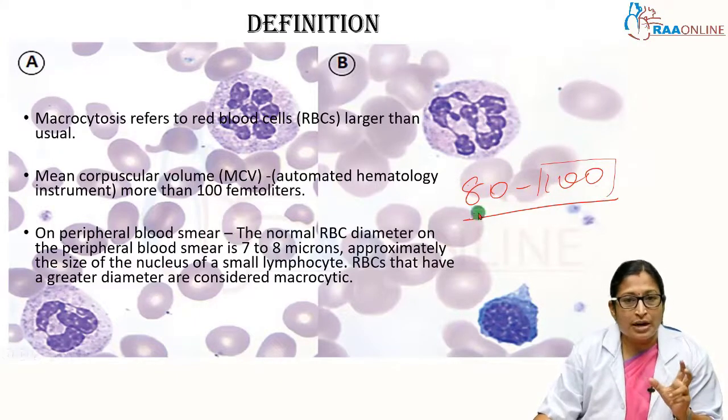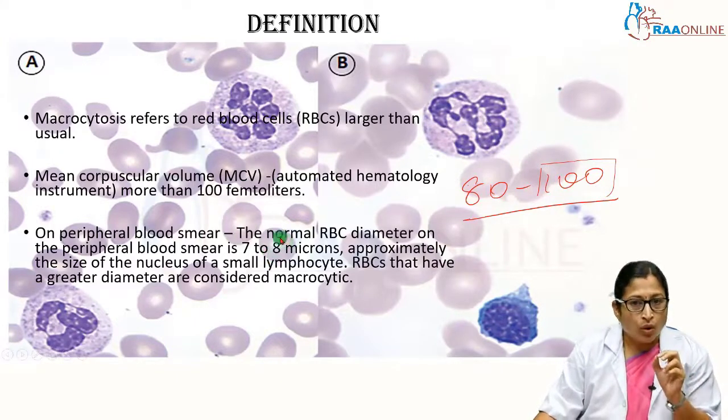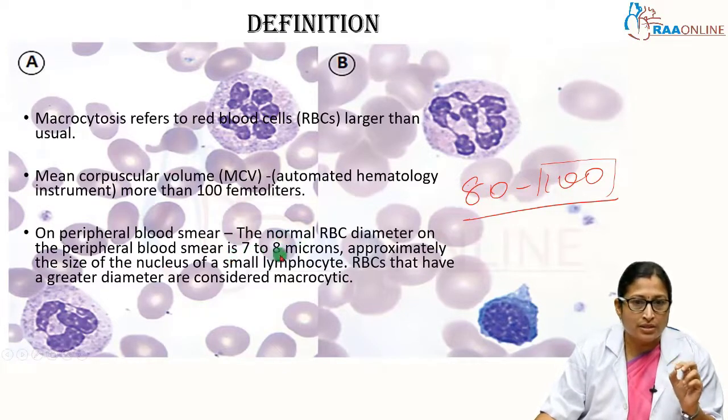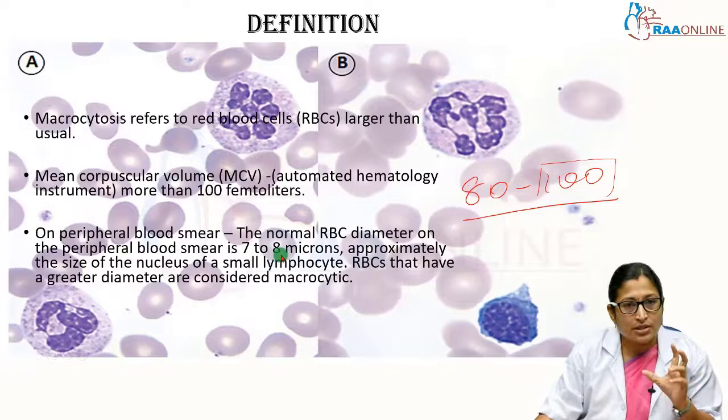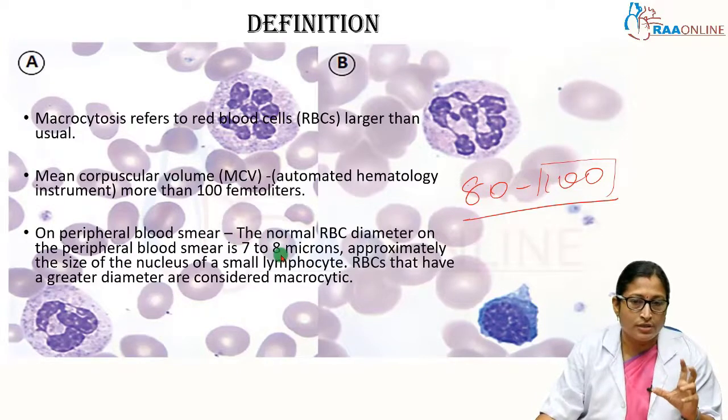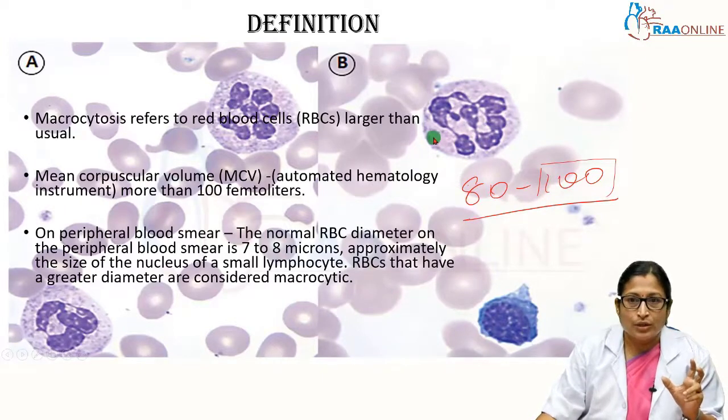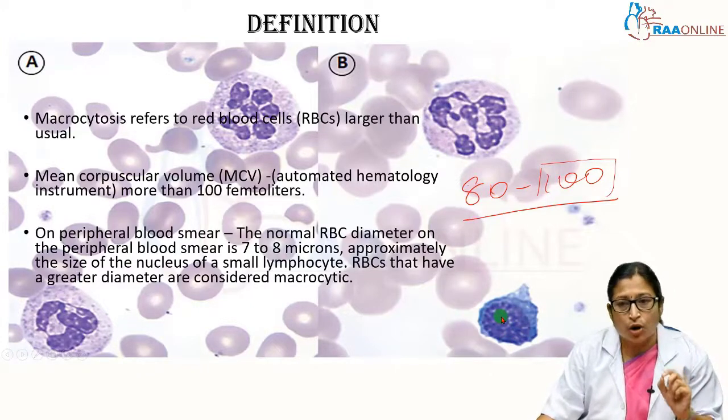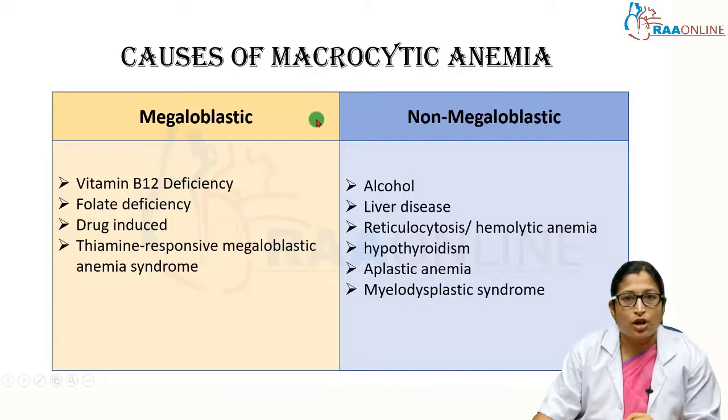So how do you identify these macrocytes in the peripheral smear? The normal RBC diameter in the peripheral smear is around 7 to 8 microns, which is approximately the size of the nucleus of the small lymphocyte. If you see in the backdrop, you have a peripheral smear picture. This is the neutrophil, these are the small lymphocytes and these are the RBCs. This is the nucleus of the small lymphocyte. So you compare the RBC size with the nucleus of the small lymphocyte. Here, the RBCs are larger than the nucleus of the small lymphocyte, and therefore these RBCs are called macrocytic.